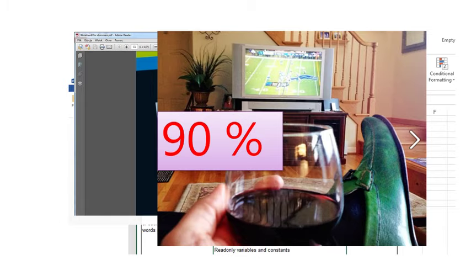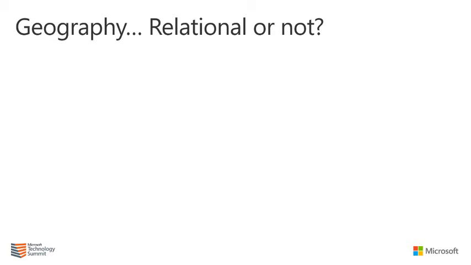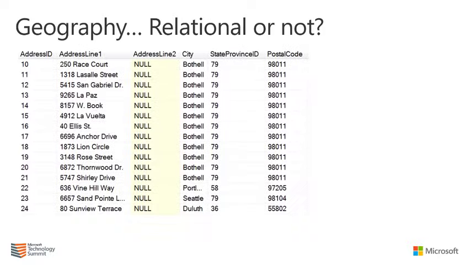And now I'm going to trick you. Take a look at this. What about geographical data? What about geography? Are they relational or not? How do you think? They can be both, or only one flavor, relational or maybe non-relational. Take a look at that example.